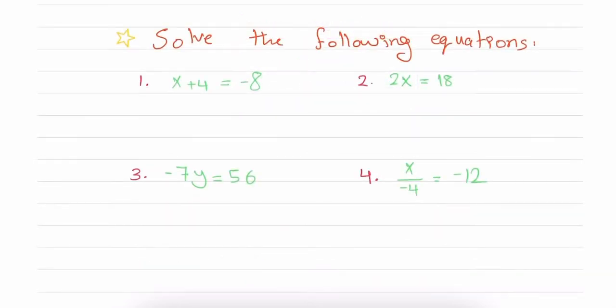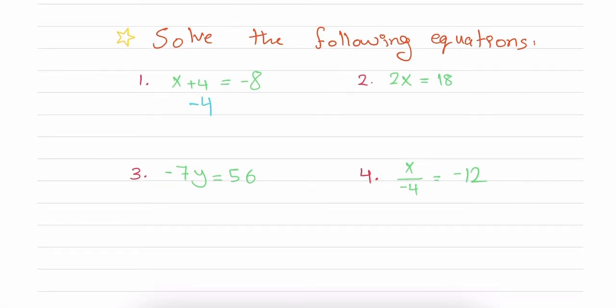It says, solve the following equations. Question 1. We have x plus 4 equals negative 8. In order to solve this equation, this means that we need to get the value of x that makes both sides equal to each other. And as we said, we would do this by the inverse operation. Since we have plus 4 beside the x, this means that we have to subtract 4 from both sides. So minus 4 here and minus 4 here.